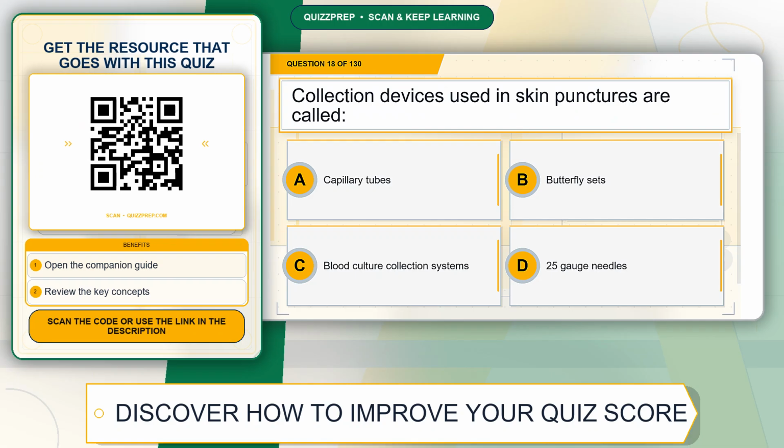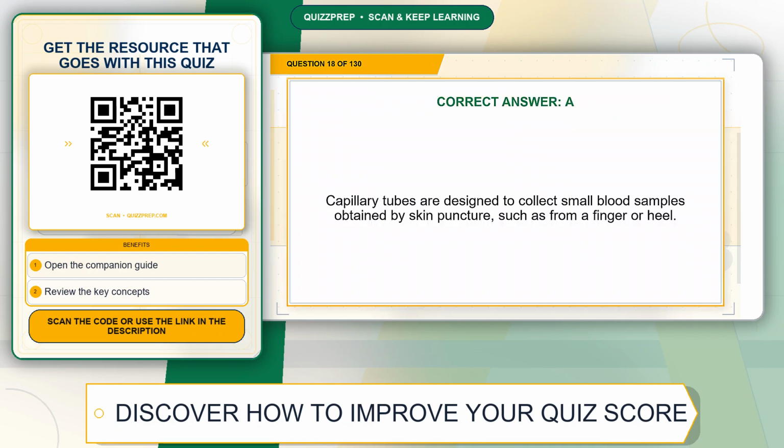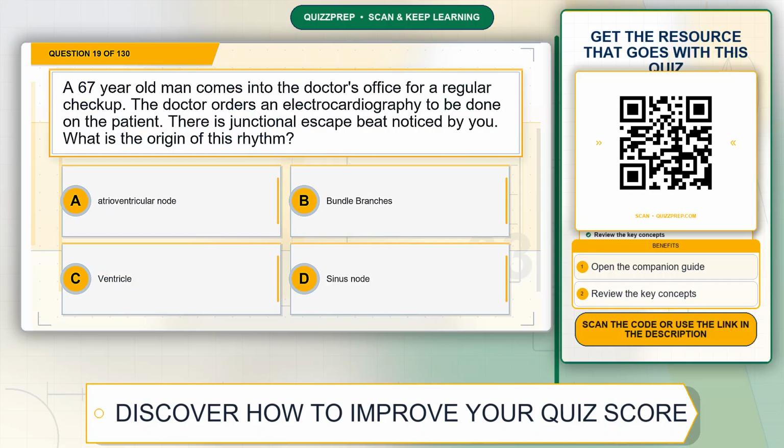Question 18. Collection devices used in skin punctures are called: Option A, capillary tubes. Option B, butterfly sets. Option C, blood culture collection systems. Option D, 25-gauge needles. The correct answer is option A, capillary tubes. Explanation: capillary tubes are designed to collect small blood samples obtained by skin puncture, such as from a finger or heel.